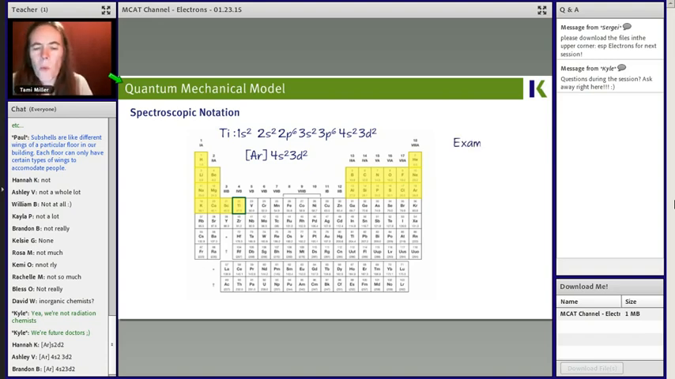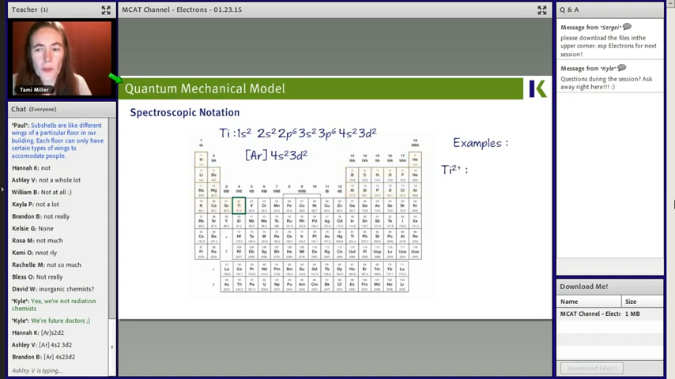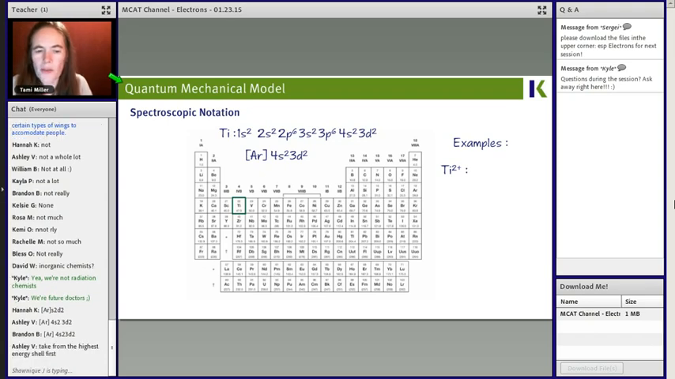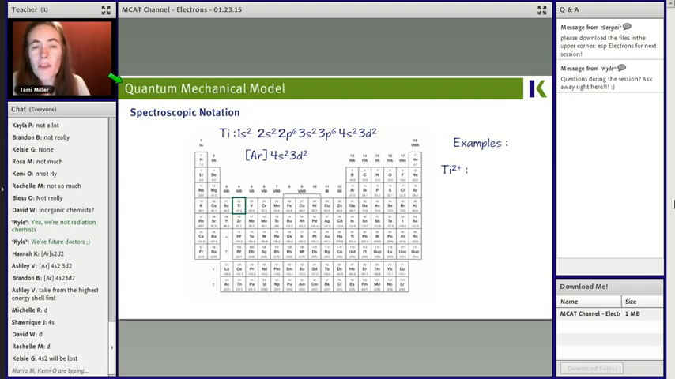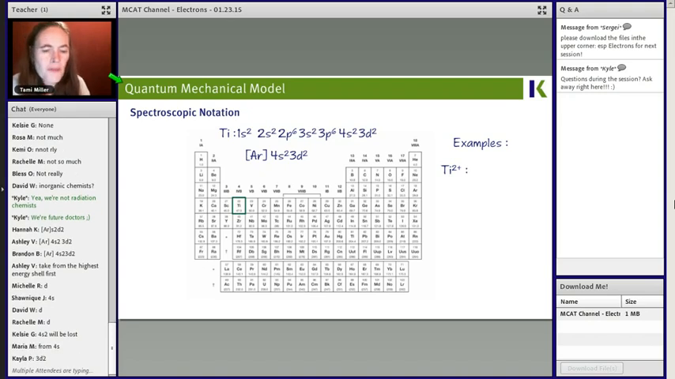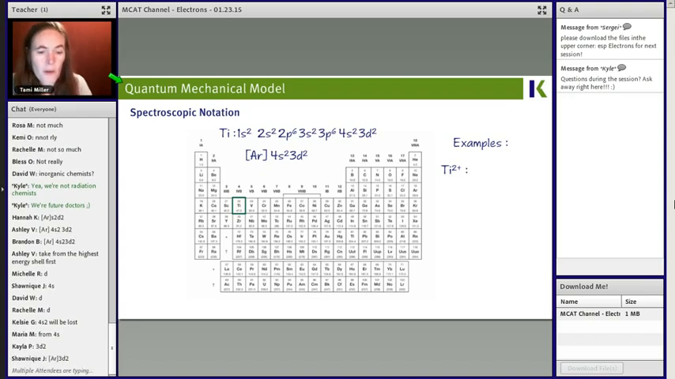Now, what happens if I want to remove 2 electrons from this and make this a positive cation? Where am I going to lose those electrons? Take from the highest energy level first. So now give me my argon, and then what's left over? Kelsey, you've got it. The 4s2 will be lost. It's going to be argon and then 3d2.